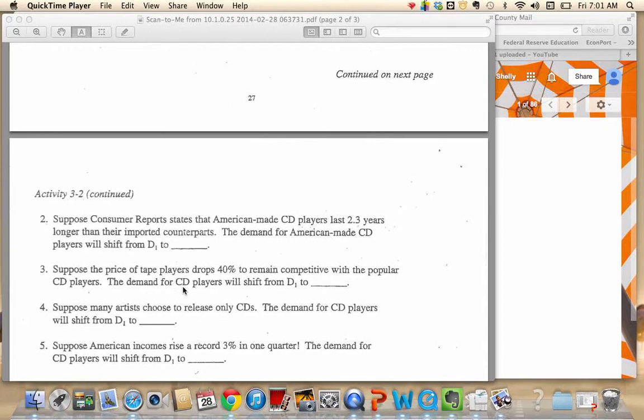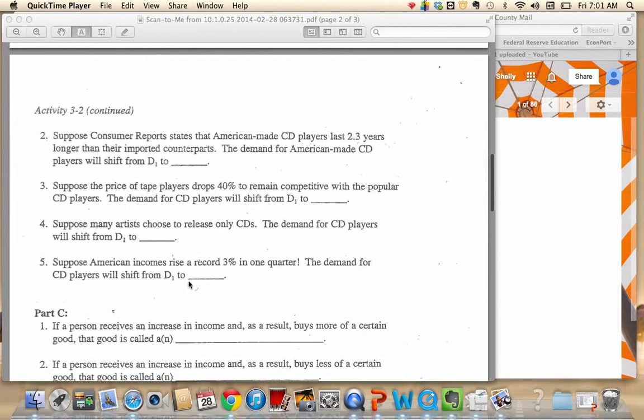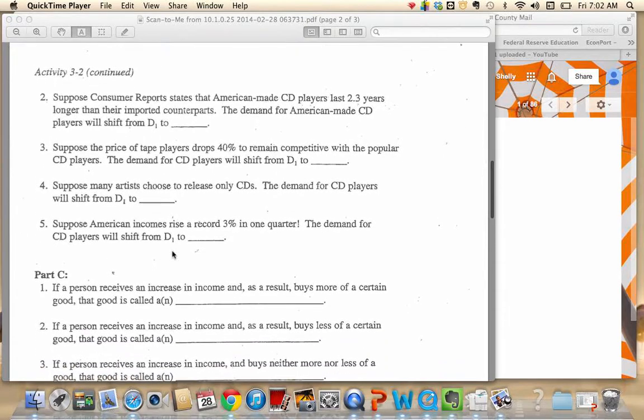And I'm going to quit scrolling up and down because you have this handout in front of you. Suppose many artists choose to release only CDs. The demand for CD players, once again, these two go together. So if everyone's putting out CDs, and that's the only thing that you can play your music on, then obviously if these two go together and we're buying these for music, the demand for CD players is going to go up. It's going to shift from D1 to D2.